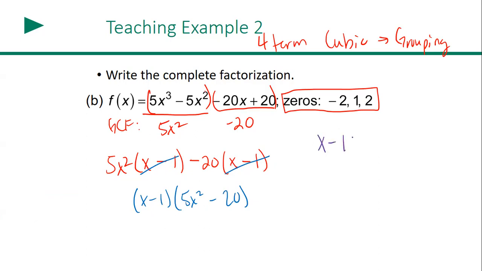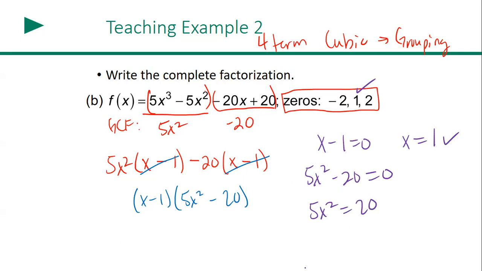So x minus 1 equals 0 is just x equals what? 1. Did we get that right? Yes, we're geniuses. Now we're going to take 5x squared minus 20, set it equal to 0. What do I need to do to get x by itself? I need to add 20. So I add 20 to both sides.